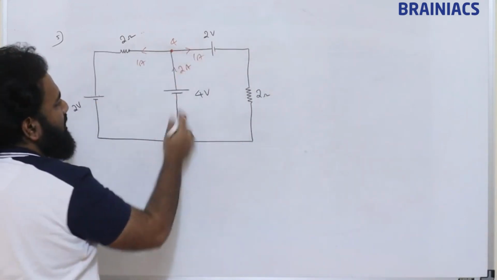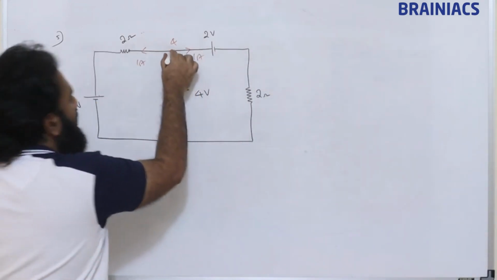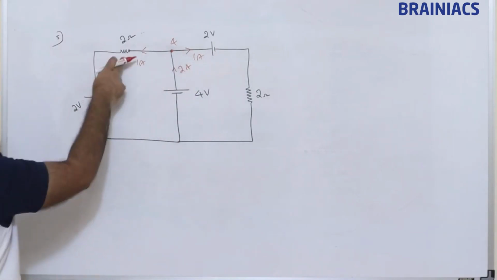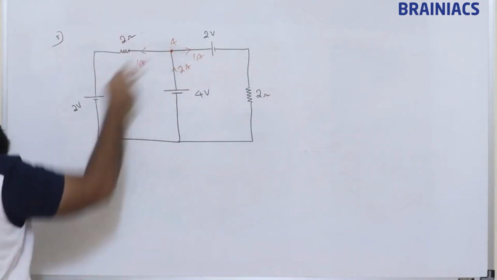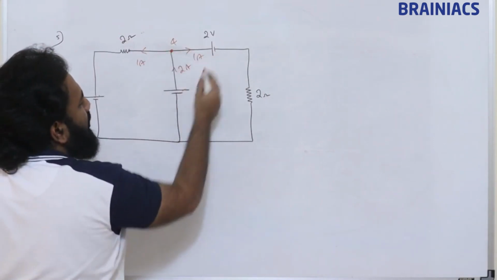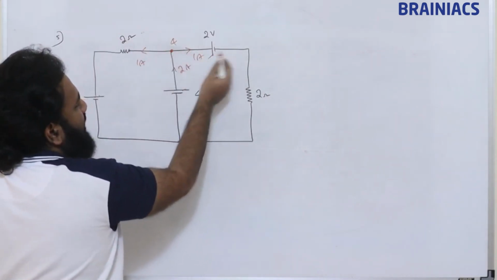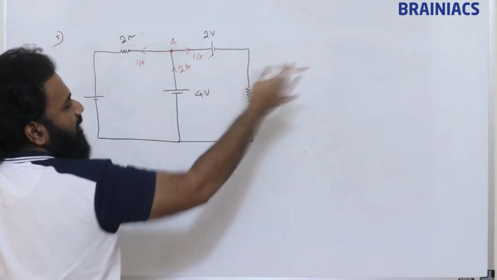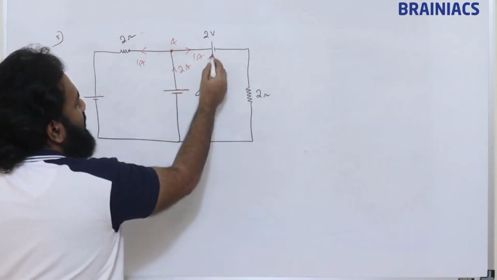If there is no resistance in the branch, 4 volt, 4 volt, 4 volt. 4 minus 2 is 2. 2 by 2, 1. Since this is greater than this, leaving current. 4 minus 2, this is also positive, this is also positive. So minus, subtraction. Like poles repel.